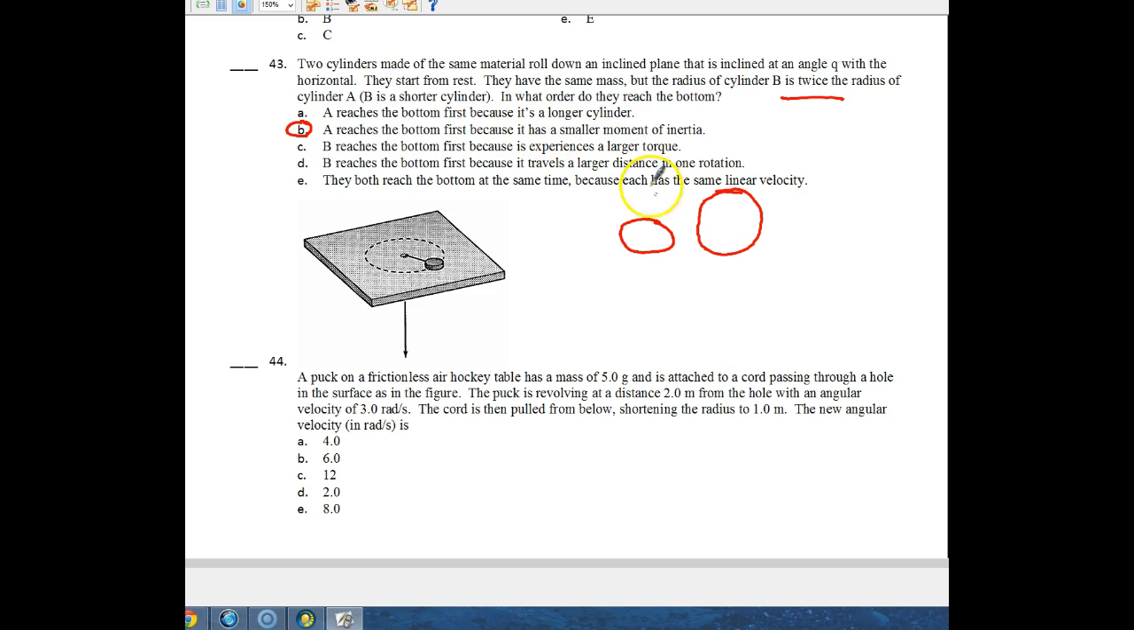A reaches the bottom first because it does have a smaller moment of inertia. The moment of inertia for B is going to be bigger because even though they have the same mass, this one has a much larger radius. So the radius here is 2r and the radius here is r. So it takes a lot longer to get this one going. It will maintain that speed for a longer period of time, be harder to stop, but this one will be quicker on the way back down.